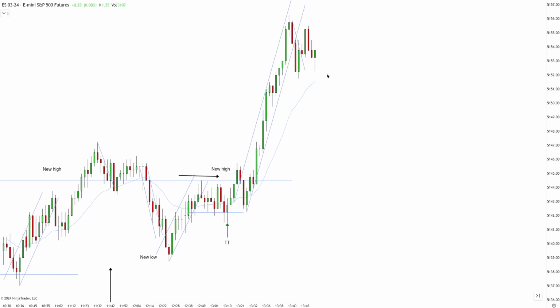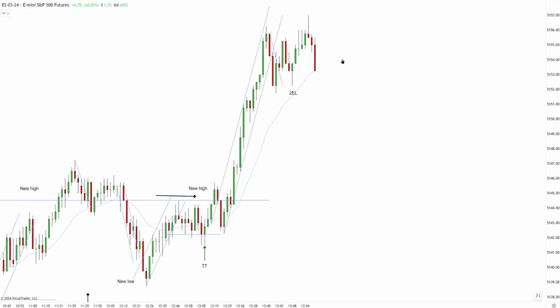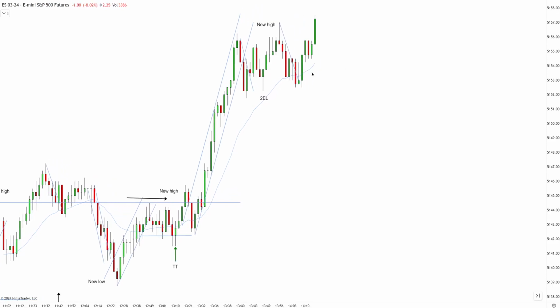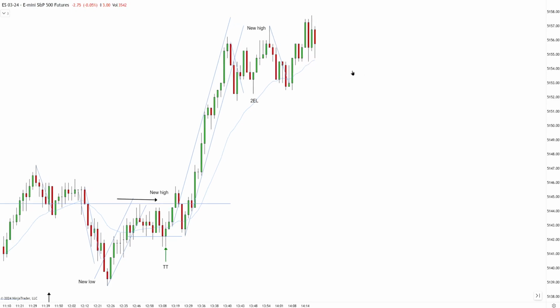We have a second entry long, but we're so far from the EMA that I can't really risk it here. Can we get a double trap? And we already created a new high, so this is a bummer. This was a clean two-leg pullback, super clean. It's just far from the EMA, so we can expect some correction or reversal. Only first entry long. I'm patient here.